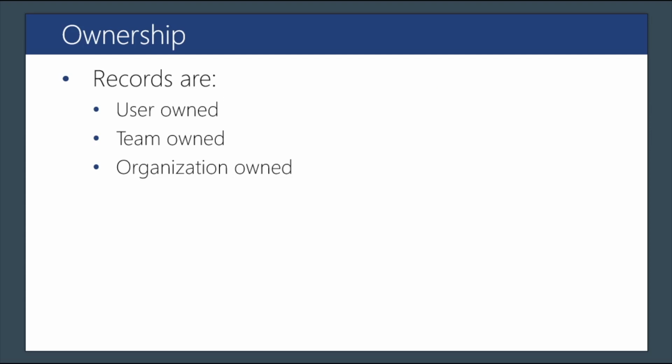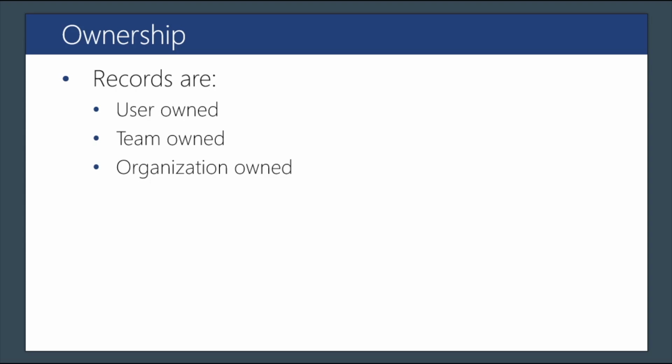Okay, so let's get into ownership. Within Dynamics 365, records can be user-owned, team-owned, or organization-owned. When you add an entity to Dynamics 365, you define the ownership type for the entity, and your options are user or team-owned, which is one option, or organization-owned.